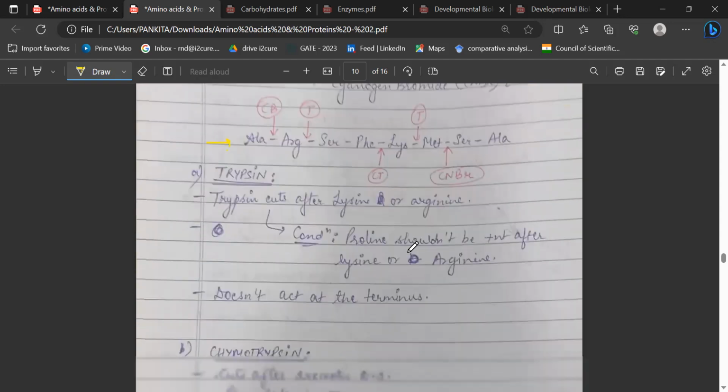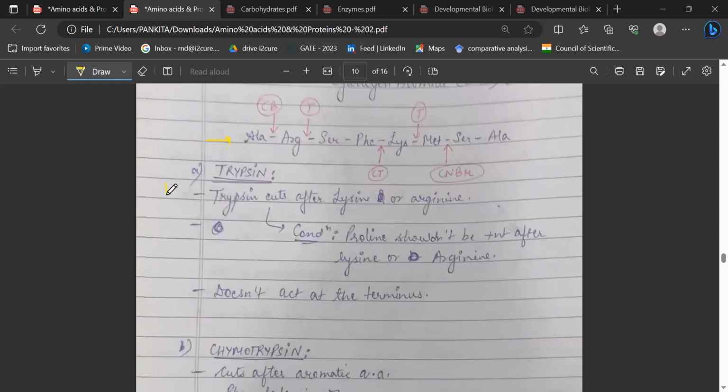So this is an example of a polypeptide chain which shows the different cleavage sites for different kinds of hydrolytic enzymes. Talking about trypsin, which is represented by the letter T, it cuts after the amino acids lysine and arginine. However, the condition required for its cleavage is that proline shouldn't be present right after lysine or arginine. If proline is present right after them, trypsin won't cleave the polypeptide chain. Also, trypsin does not act at the terminuses, neither at the carboxyl terminus nor at the amino terminus.